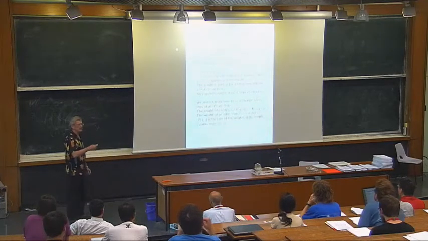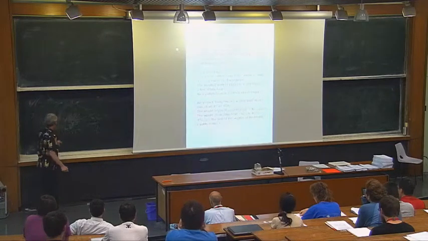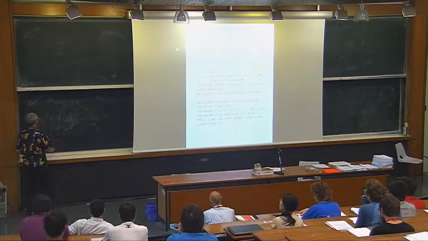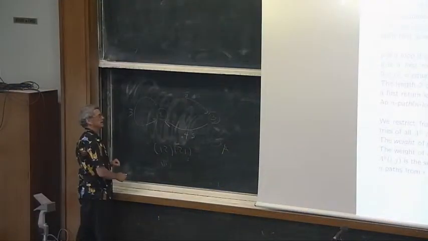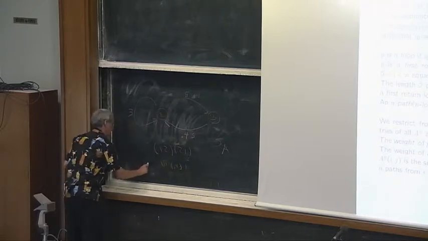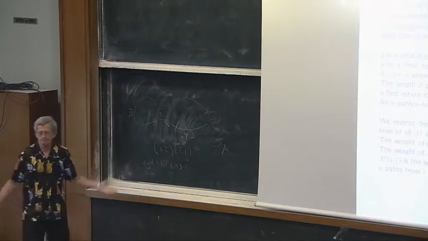The weight is simply the product of the labels along the path. So for example, for this path, 1, 2, 2, 1, the first label is pi. The second label is 0.43. And so, the weight of this particular path is just 0.43 times pi.